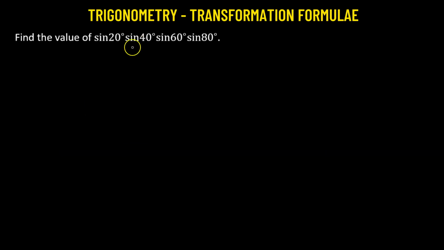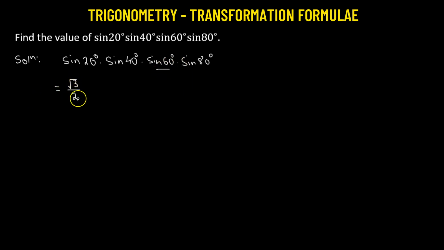So here in this problem, we need to find out the value of the given trigonometric expression. Let us begin. Here we are given the trigonometric expression sine 20 degrees times sine 40 degrees times sine 60 degrees times sine 80 degrees. Now we have four sine functions here. Of these four, we only know the value of sine 60 degrees. So that is square root of 3 over 2.